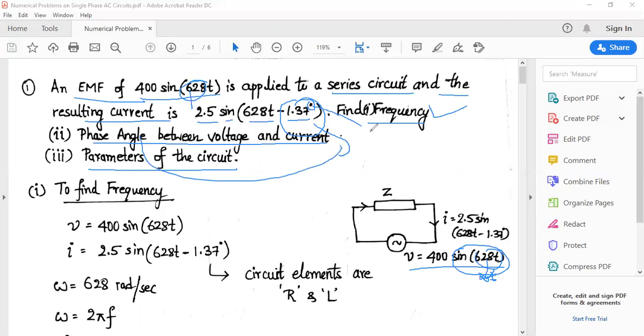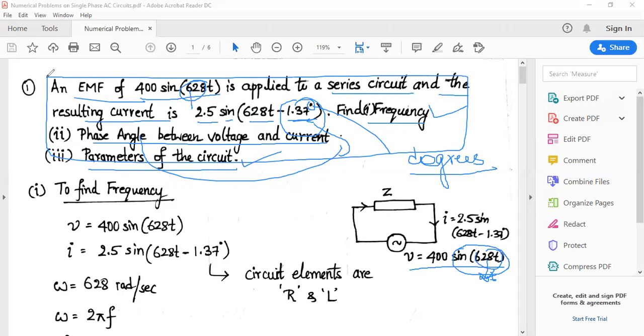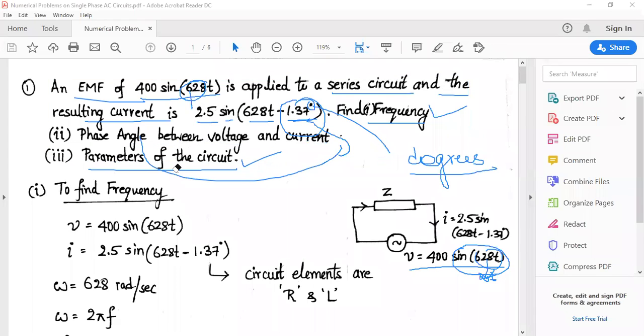So as I already told you in the class, you have here as degrees. So this one is generally given as degrees there. Or else if you don't have anything there, it is written as radians. So next one, you need to find out the parameters of the circuit. So this is what you need to understand from this first problem which has been given there. Okay, so let me go through it one by one.